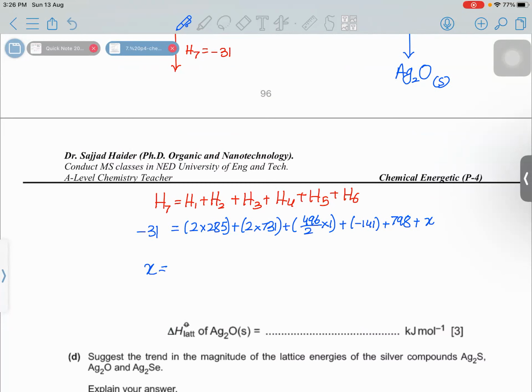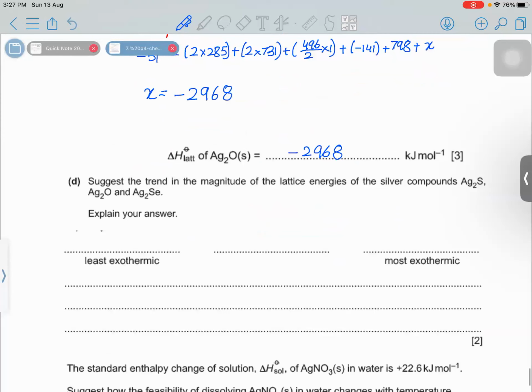Now, can you tell me the value of X? Minus 2968 kilojoules per mole. Now compare. Beta, can I move forward? Yes, sir. Okay.